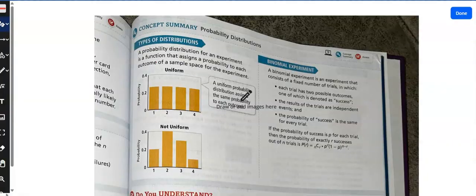Well, I slightly lied. There's a really good picture on the next page, which just kind of shows you what a uniform distribution and what a non-uniform distribution looks like, and then summarizes the binomial experiment. Okay, so that's a good looking picture to kind of help see what those 2 different distributions look like.